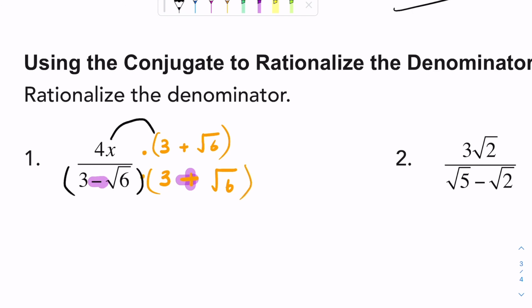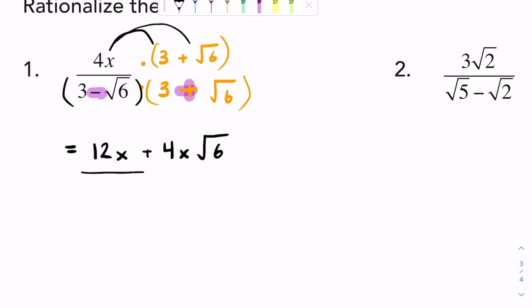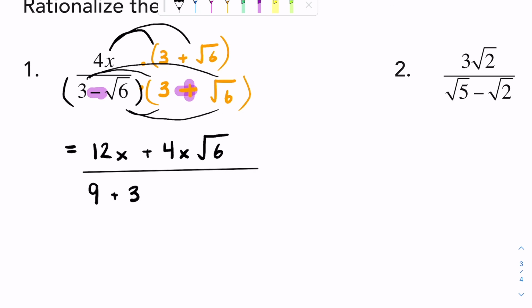For the numerator, we distribute 4x to both terms, giving us 12x plus 4x times the square root of 6. And for the denominator, you distribute your first terms and then your second terms. 3 times 3 is 9. 3 times the square root of 6 is positive 3 square root of 6. Negative square root of 6 times 3 is negative 3 square root of 6. And negative square root of 6 times the square root of 6 is negative square root of 36.